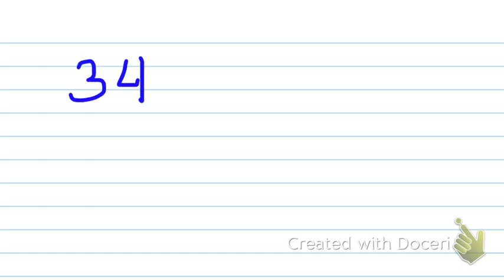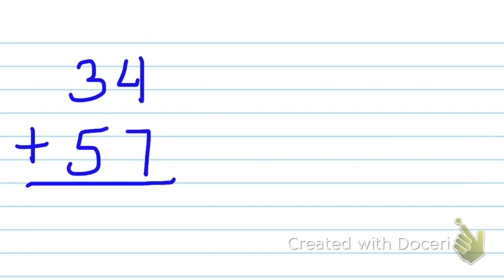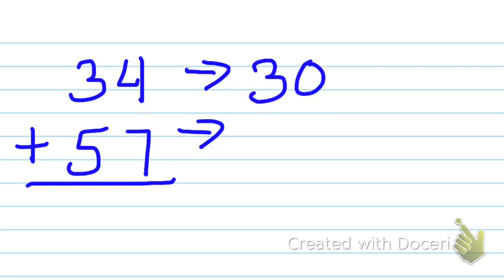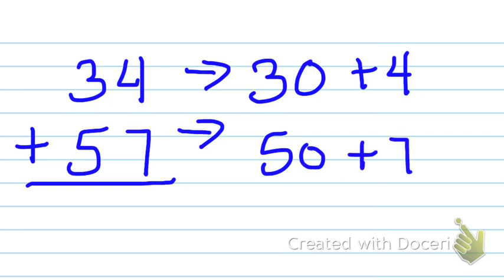34 plus 57. 34 in expanded form is 30 plus 4. 57 in expanded form is 50 plus 7. And remember, line up your numbers correctly. Look how I lined mine up. My ones with my ones, my tens with my tens, and then my line right here on the bottom.